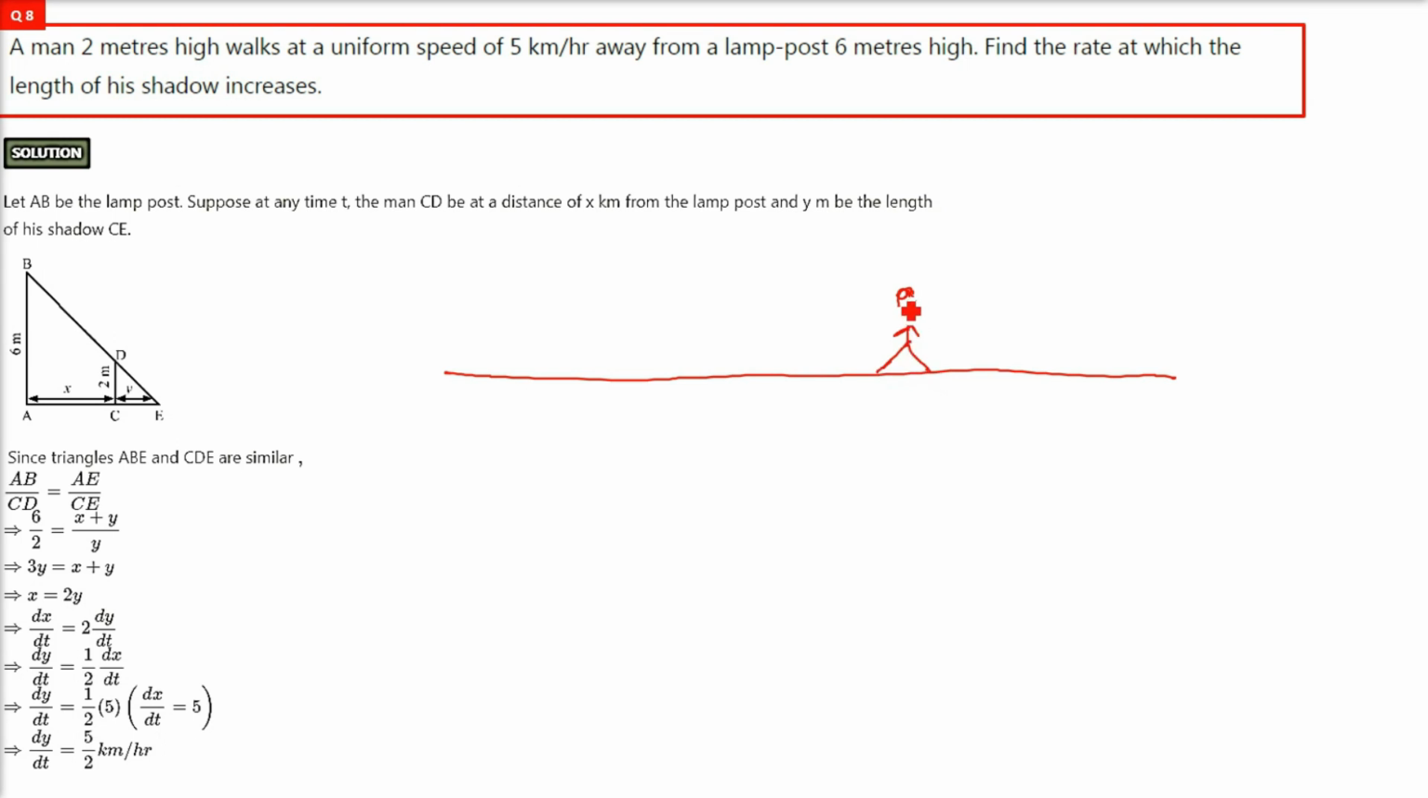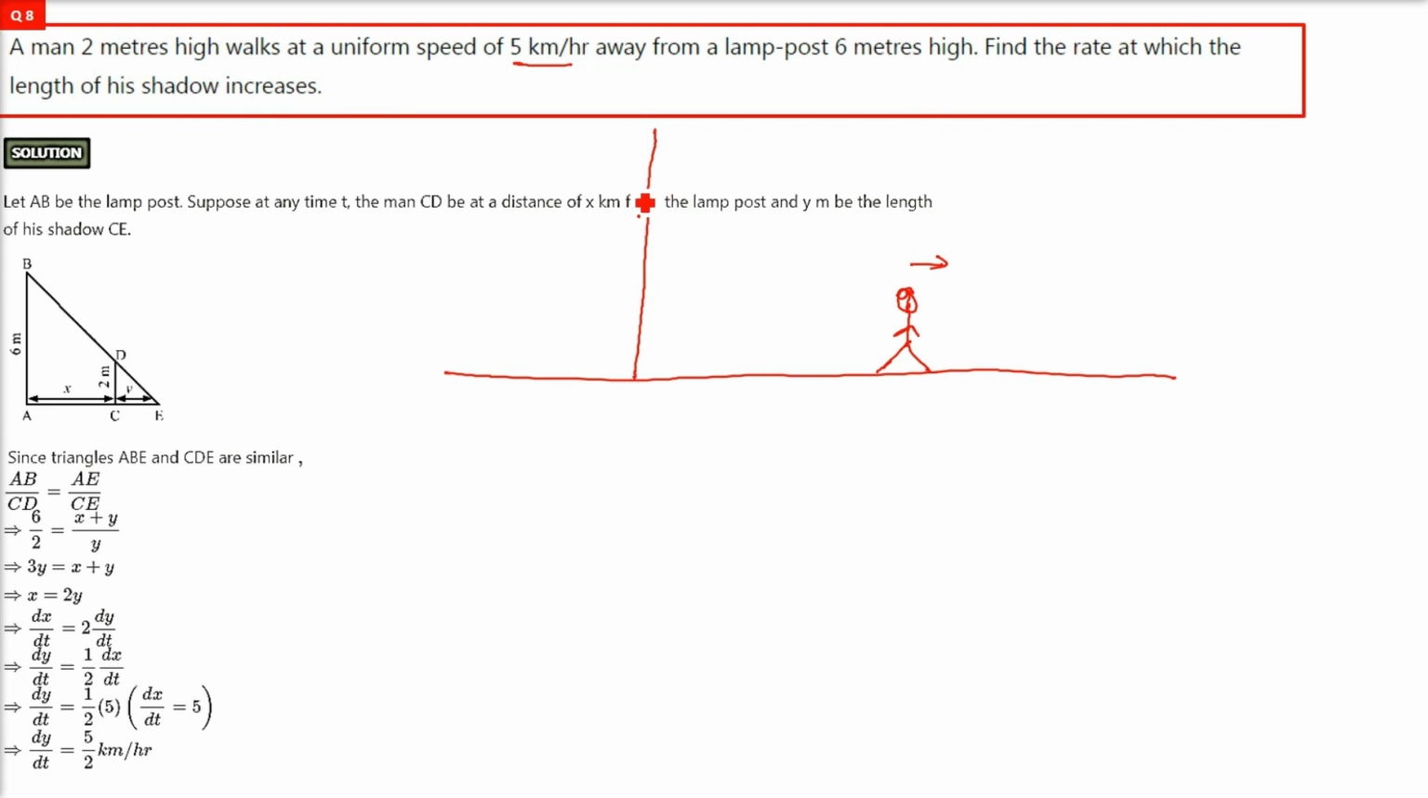His height is 2 meters from the ground, and he walks away from the lamppost, which is 6 meters high. So the height of the lamppost is thrice the height of the man, because he is 2 meters high and the lamppost is 6 meters high, and he is going away to the right in this direction. Find the rate at which the length of his shadow increases.